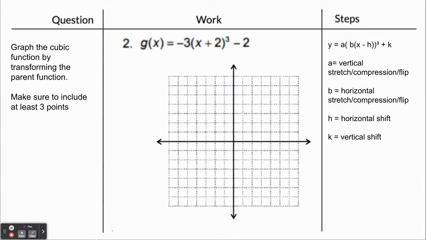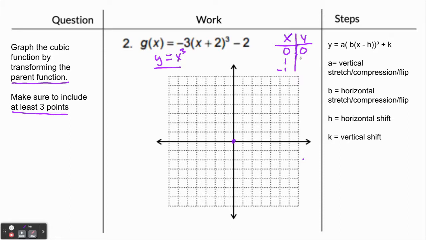Here we're asked to graph the cubic function by transforming the parent function, and make sure to include at least 3 points. So our parent function of a cubic function is y equals x to the power of 3. And really quickly, just to note, when we have a cubic function and we're transforming it, I like to use the reference points 0, 1, and -1, because when x is 0 in our parent function, y is 0. That's our turning point.